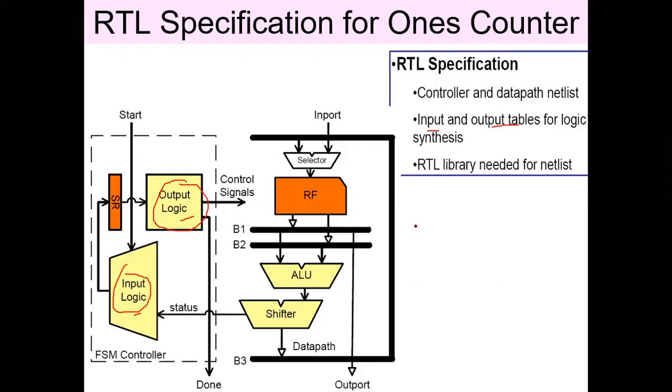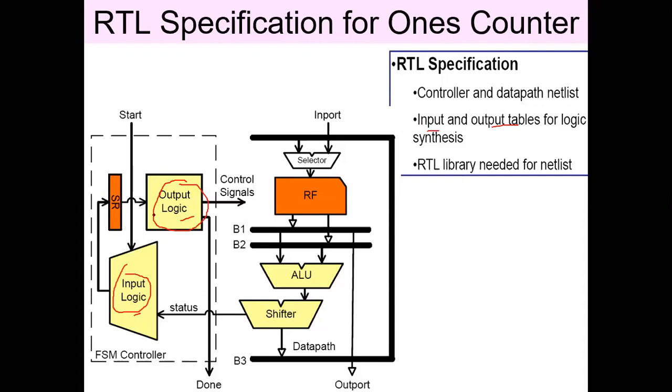In the RTL specification, we will have a data path netlist as well as a controller netlist. The data path netlist means the different RTL components needed for this particular data path, and the controller netlist means it will have an input table as well as an output table. The input table will be used for generation of the input logic, and the corresponding output table will be needed for generation of the output logic.